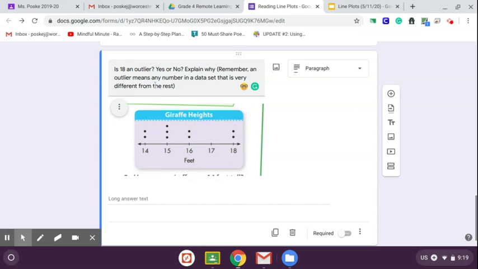And then here we go with the outlier. Okay, here's the outlier question. Is 18 an outlier? Do you think it is, or do you think it's not? Remember, outlier means any number in a data set that is very different from the rest. So think about that. Tell me yes or no, and tell me why. You have to explain. So remember, when you explain something, you have to talk to me in a complete sentence. Yes, 18 is an outlier because blank. No, 18 is not an outlier because blank.